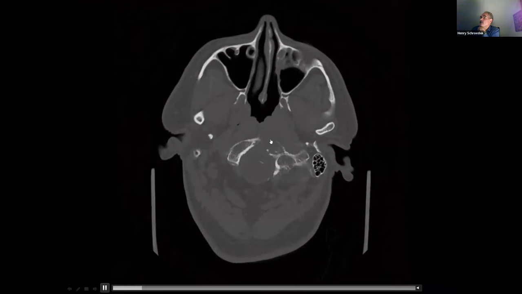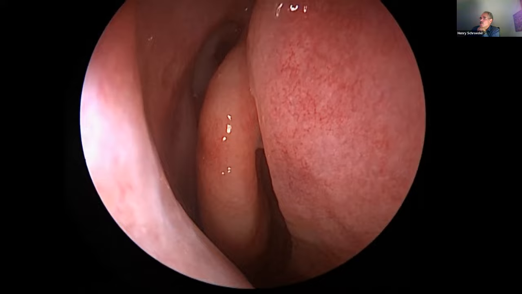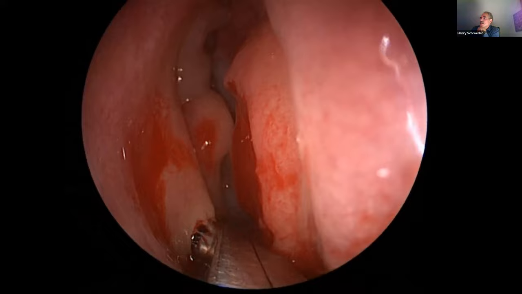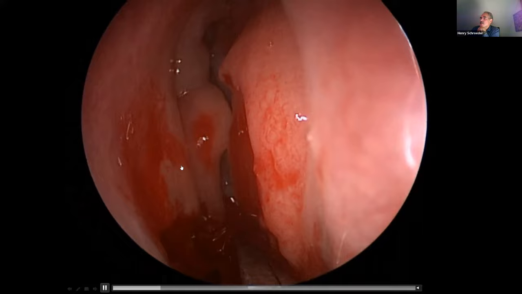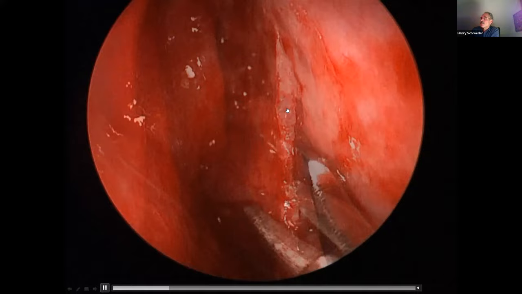CT shows nicely the osteolysis with destruction of the condyle on the left side and the lower clivus. So we make an endonasal approach. The beginning of the surgery is done by Professor Hosemann at this time, my ENT partner. He makes a maxillary antrostomy. He has an uncinate process, just opened. We open the maxillary sinus to store the nasal septal flap, which is taken from the right side of the septum, into the maxillary sinus, so it's out of the way.